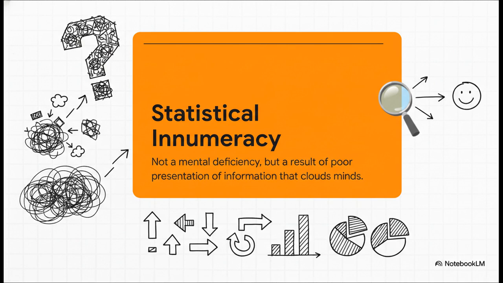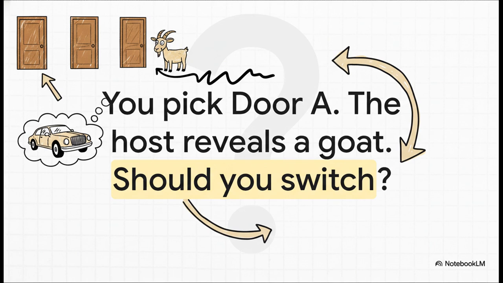And there is no better example of this than the most famous brain teaser in all of statistics. Okay, imagine you're on a game show. There's a brand new car behind one of these 3 doors. You pick a door, let's say door A. Then the host, who knows where the car is, opens another door, door B, and reveals a goat. He then turns to you and asks, do you want to stick with your first choice, door A, or do you want to switch to the last door, door C?